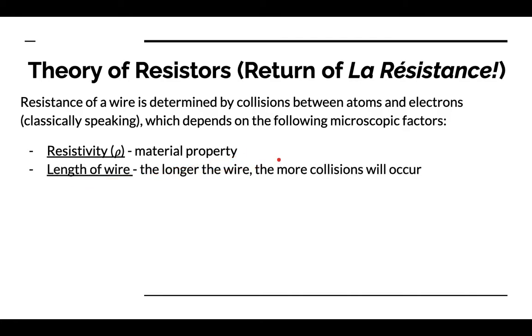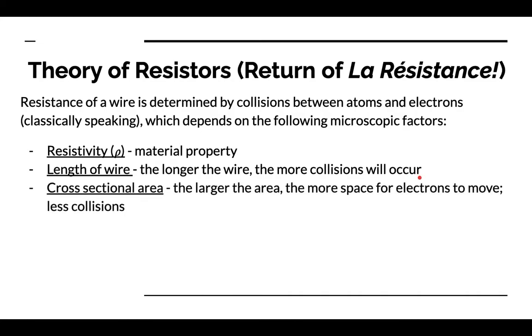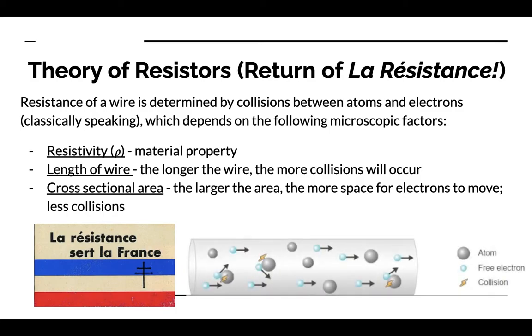The length of the wire: the longer the wire, the more collisions will occur within the wire, so the resistance will increase. The cross-sectional area: if you increase the area, there's more space for electrons to move, so there are going to be fewer collisions, and thus the resistance of the material will drop.